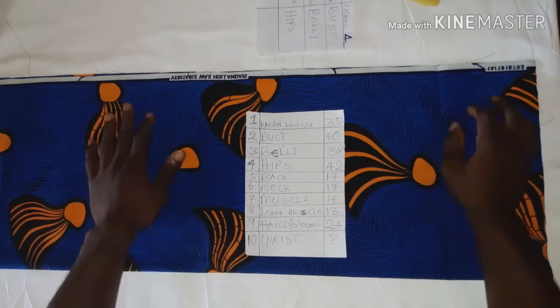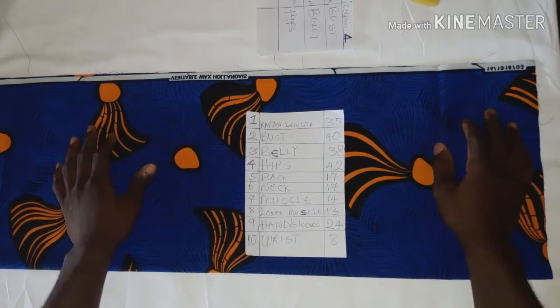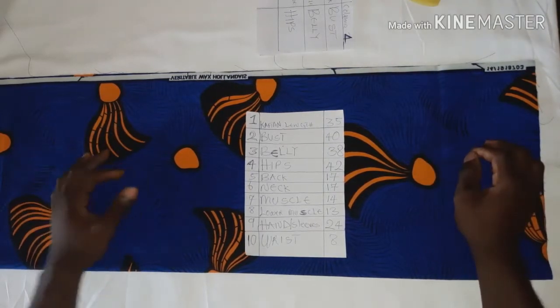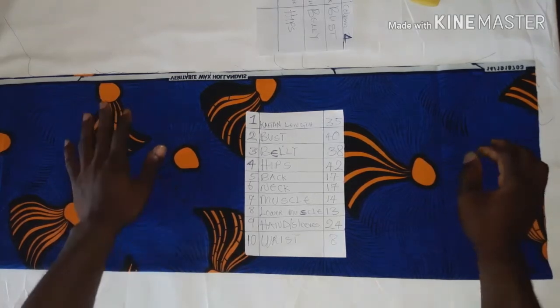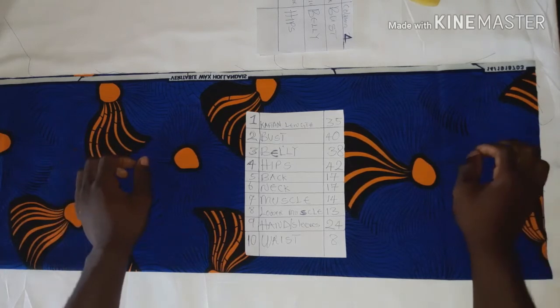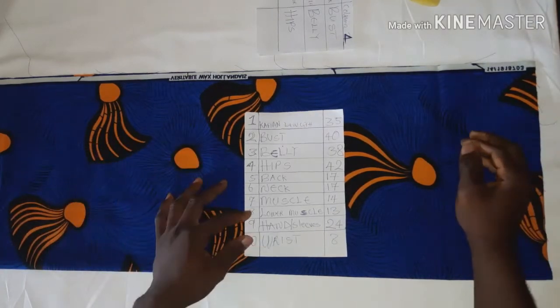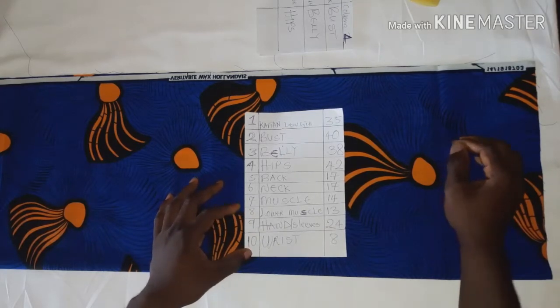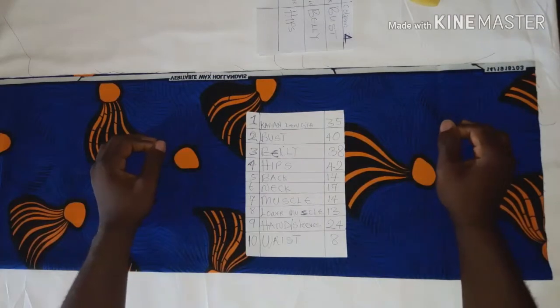Number seven of the top measurements is the muzzle, which is 14 inches. The muzzle rests on the sleeve or the hand of the top. Now, number eight is the lower muzzle. Lower muzzle is 13 inches. And number nine is the hand or the sleeve's length, which is 24 inches. And number ten is the wrist. The wrist is 8 inches.